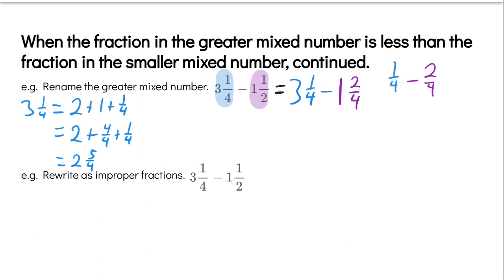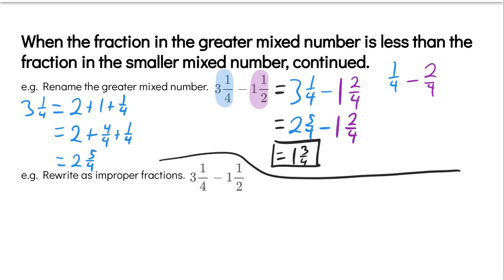Now, when we redo this question over here, we're going to call it 2 5/4 minus 1 2/4. Now it's fairly simple. We can just subtract 1 from 2, and we get 1. And we take 5/4, we subtract 2/4, and we end up with 3/4. And there is our final answer.